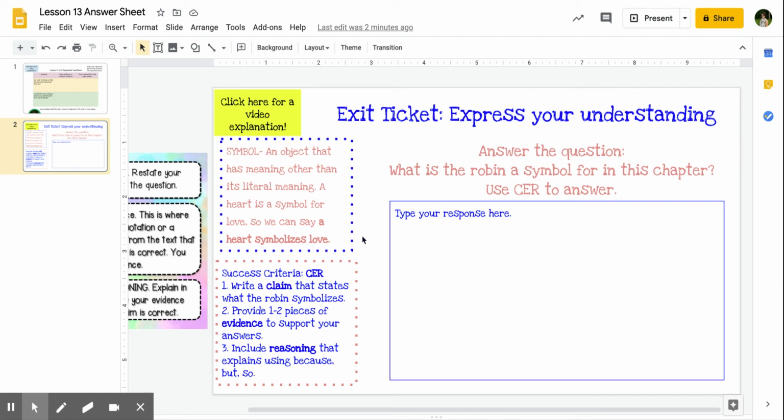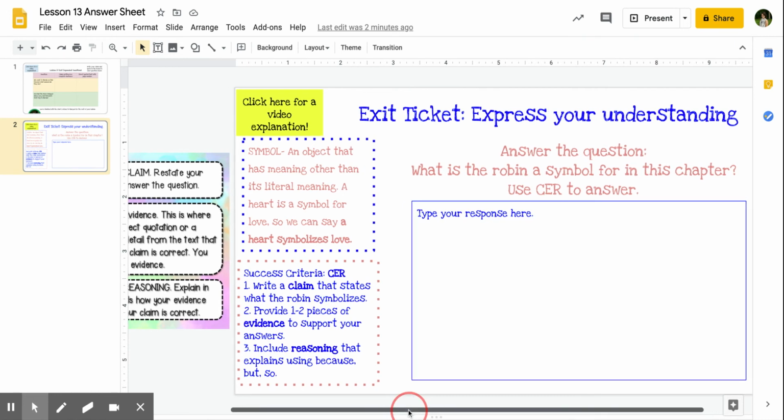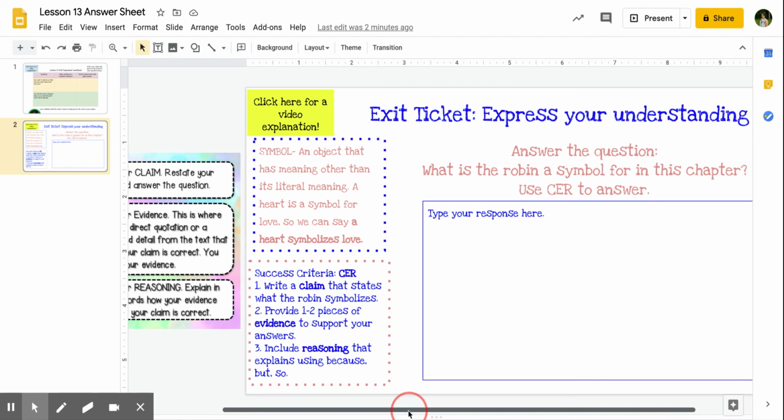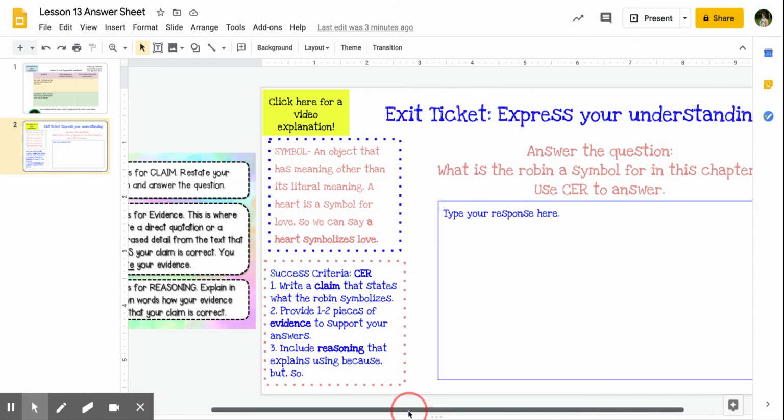Now, in our chapter today in Chronicles of Narnia, we read about a robin, and the robin was used as a symbol to represent something. And in our lesson, we've discussed this today. So I want to know, what do you think the robin is a symbol for? What does a robin represent?